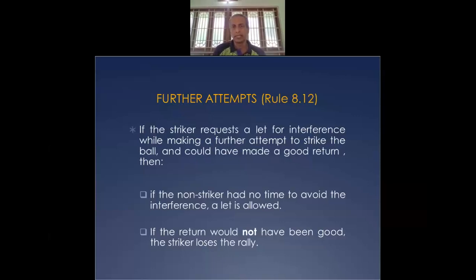On the further attempt, if the referee considers that you would have had the time to make a good return, then he'll consider the interference and give you a let. If the return would not have been good, that is, if you could not have reached, or the ball goes and dies in the rear end of the board on the second attempt, the referee might consider no let, because the second attempt wouldn't have been possible for you. So even your appeal for a let will be disallowed.